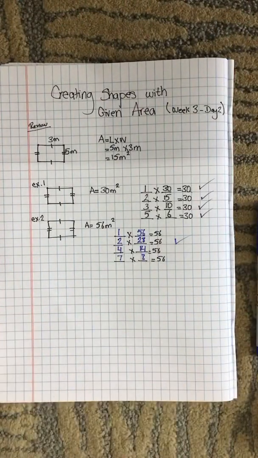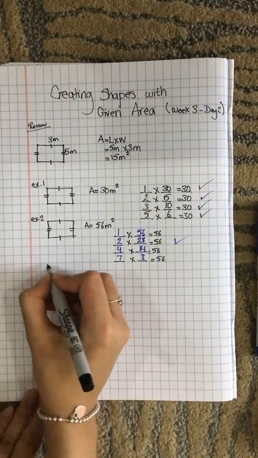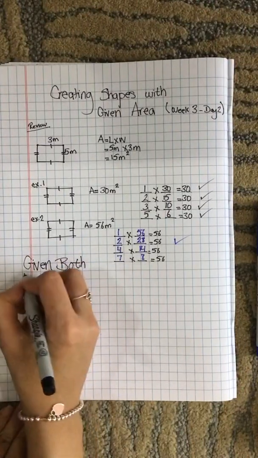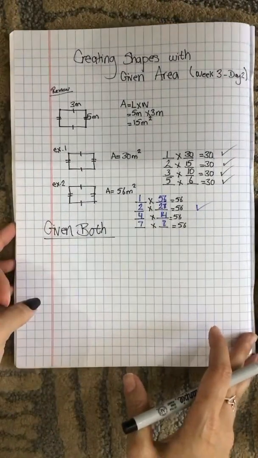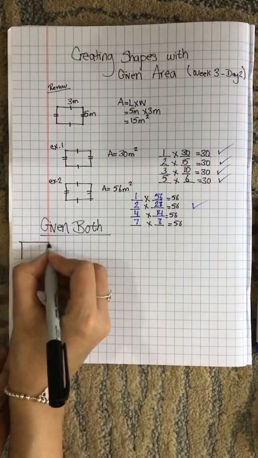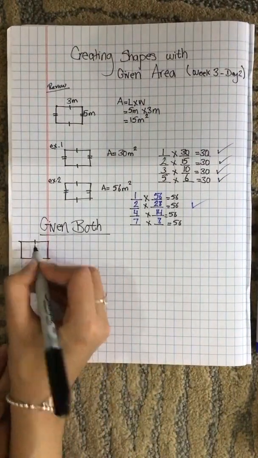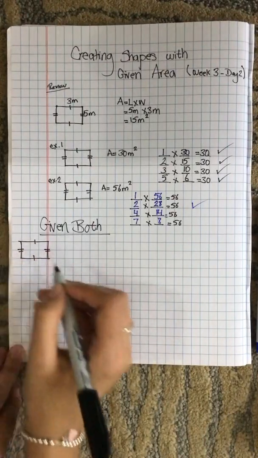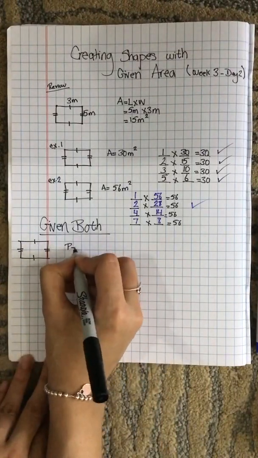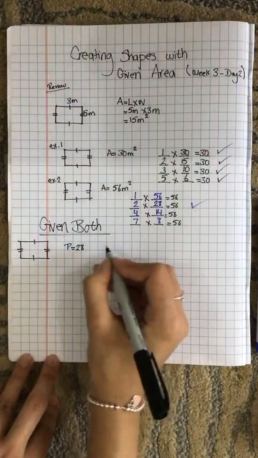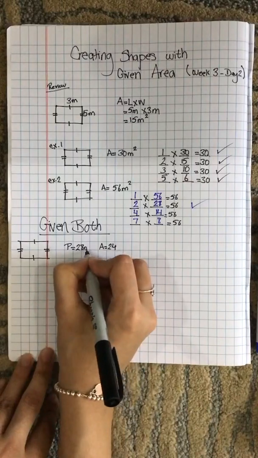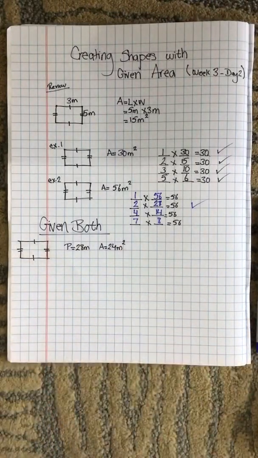Now, let's do when you're given both. So given, and I'll write it here, given both. And sometimes you're just putting all your knowledge together, right? So now let's say I have given you a rectangle. Again, I don't know the size, but I know 2 things now, not just one thing. I know that perimeter is equal to 28 and area is equal to 24. Oh, sorry, I forgot to put my units. Okay. What could this be?